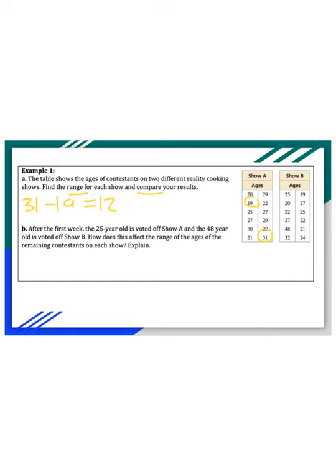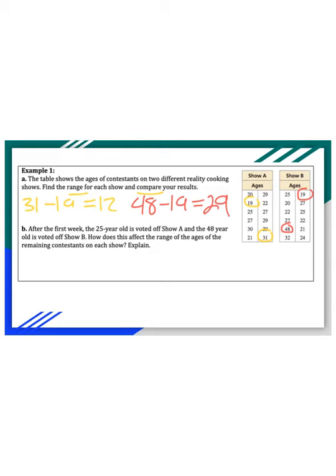If we move on to show B, we see that the oldest person is 48, whereas the youngest person is still 19. So we go ahead and find our range by subtracting those two values, 48 minus 19, and we get 29 as our answer. So the range for show B is much greater than show A, where it's 29 as opposed to 12.